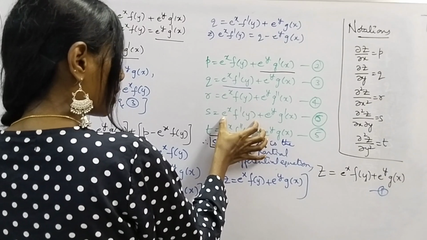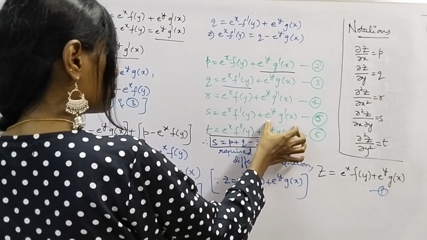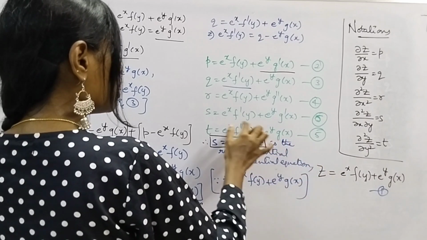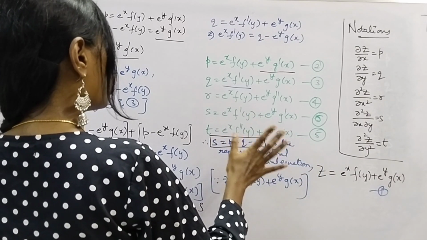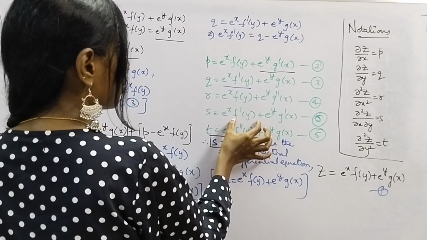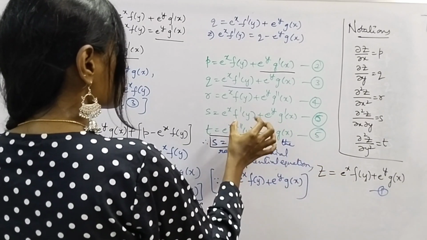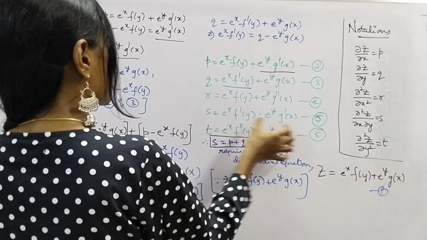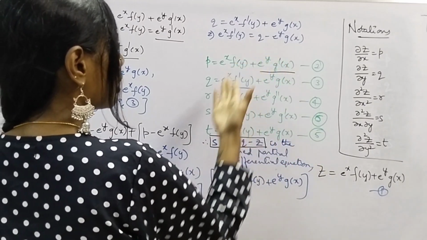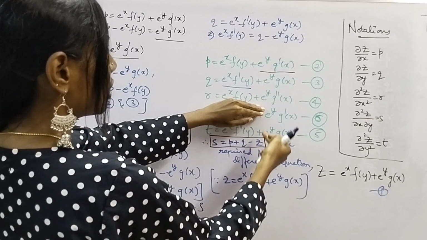See, this has e power x f dash of y, and here also the same pattern, it involves e power y and g dash, right? And here what we have to do, always we will eliminate f and g. So here we'll try to eliminate f dash, and here we'll try to eliminate g dash, right? So we need the values of f dash and g dash. Simply find out the values of f dash and g dash using the remaining 4 equations.